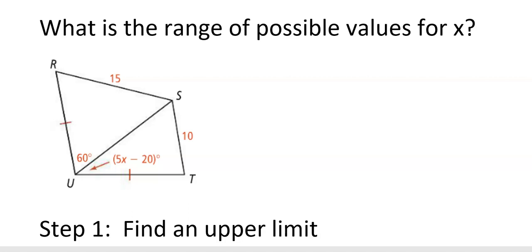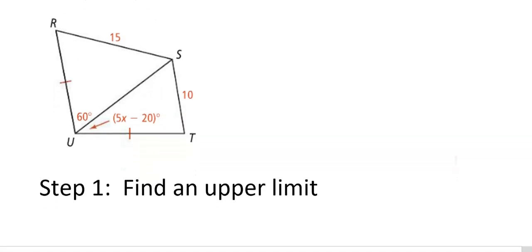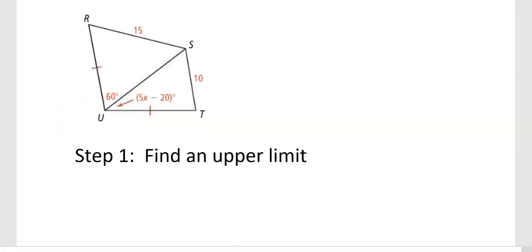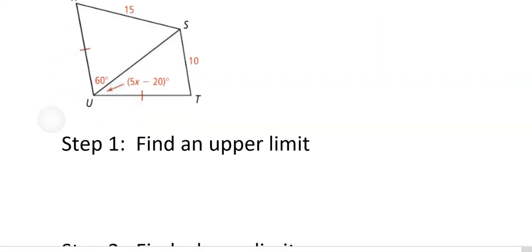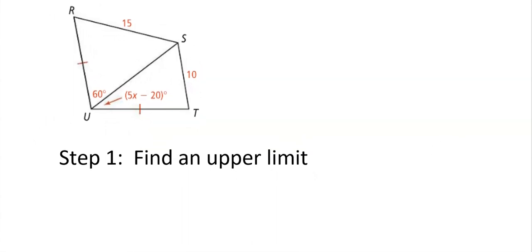But step 1 says find an upper limit. So I'm going to make this a little bit smaller so we can see what we're doing. Okay, so let's put this into perspective here. We have RU is the same as TU, so we have one side. We have another side, RS, and we have another, opposite the angles that are given. One is 15, the other's 10.